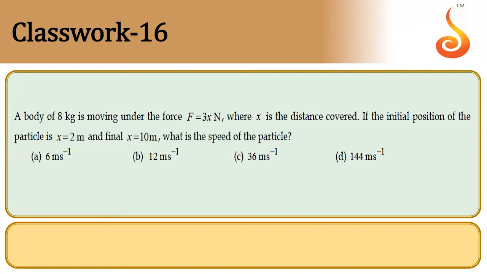A body of 8 kg is moving under the force F equal to 3x Newton, where x is the distance covered. So force is given as a function of distance. If the initial position of the particle is x equal to 2 meter and final is x equal to 10 meter, what is the speed of the particle? When you move it from 2 meter to 10 meter, what is the speed acquired by the particle?